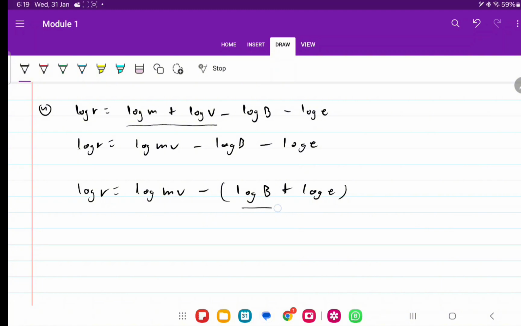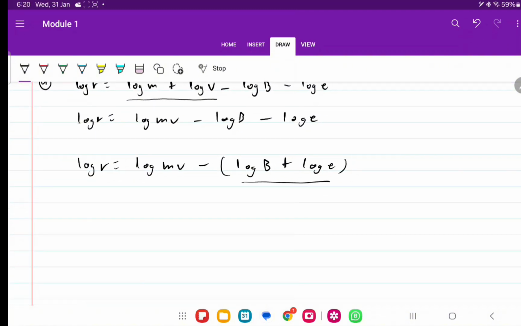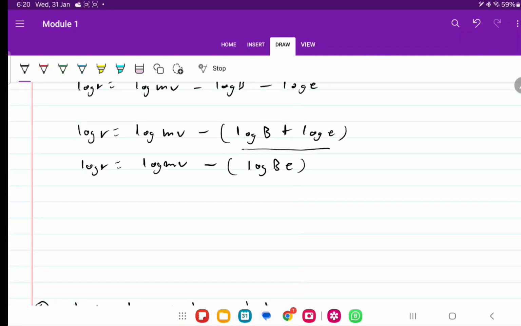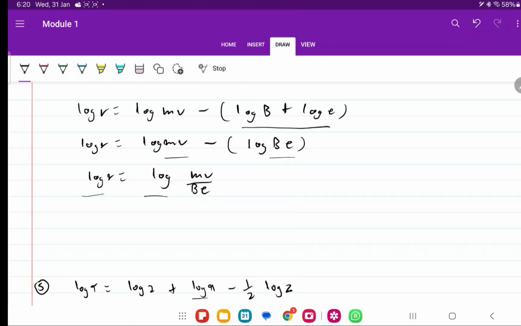And now which law can I apply here? I can apply my product law in reverse now. Right, so it's going to give me the log of r is equal to the log of mv minus into the log of b times e. Now I can apply which law? I can apply my quotient law in reverse. So now I'm going to have the log of r is equal to the log of mv over be. And now I have a log with the same base, so therefore arguments must be equal. So r is equal to mv divided by be.